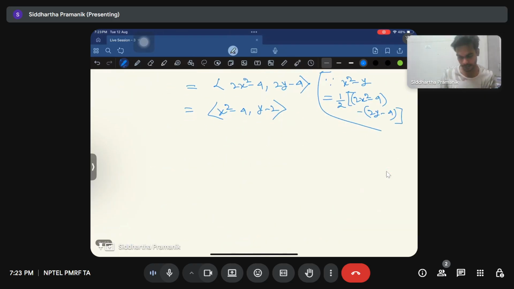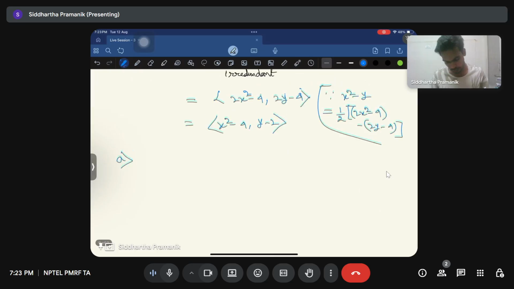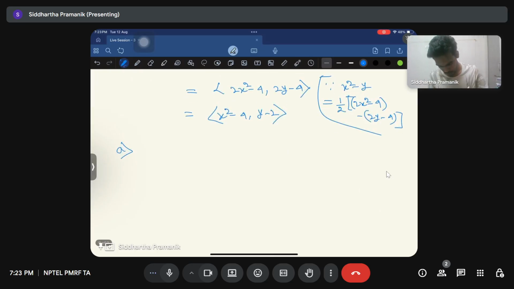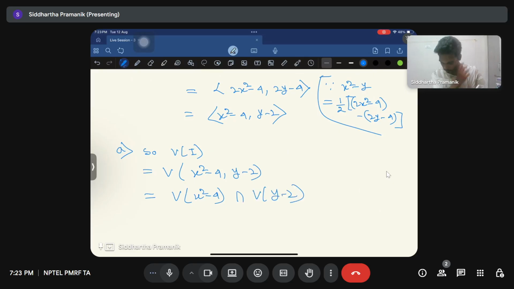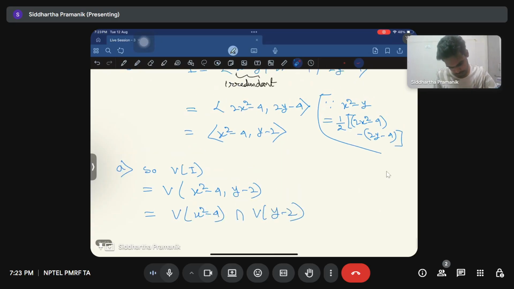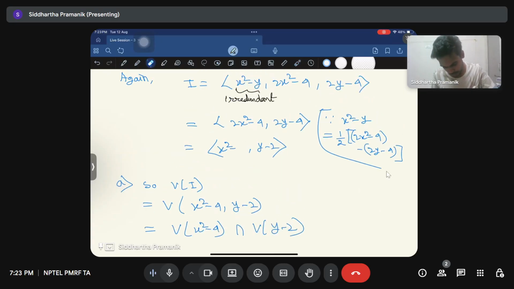Now let's use this description. So in part A we need to find the variety of I. So the variety of I is basically the variety of these two polynomials x square minus 4 comma y minus 2, which is basically the variety of x square minus 4 intersection the variety of y minus 2. So this polynomial vanishes at, okay, I have made some mistake. This should be 2.